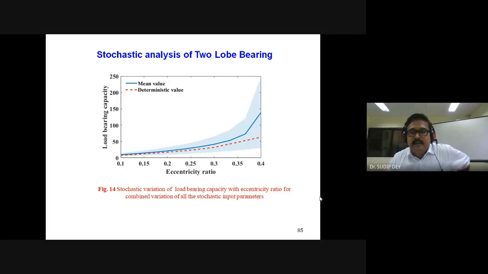So this blue thick line represents the mean value, while this is the deterministic value. This is the mean value and this is the deterministic value. And this shaded zone represents the stochastic zone, the stochastic mapping of this.